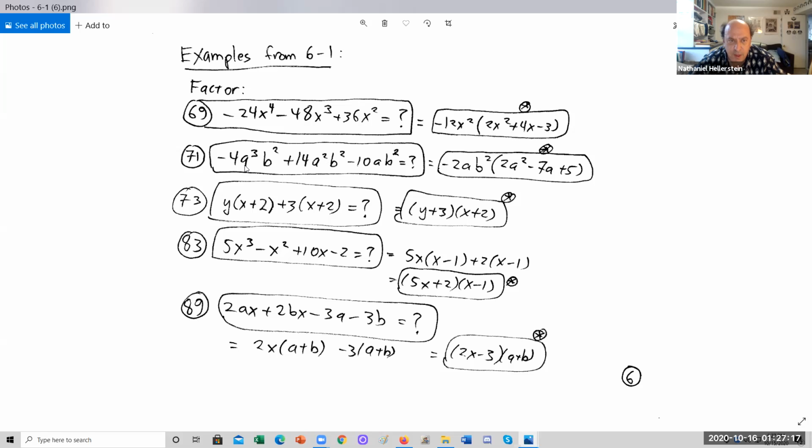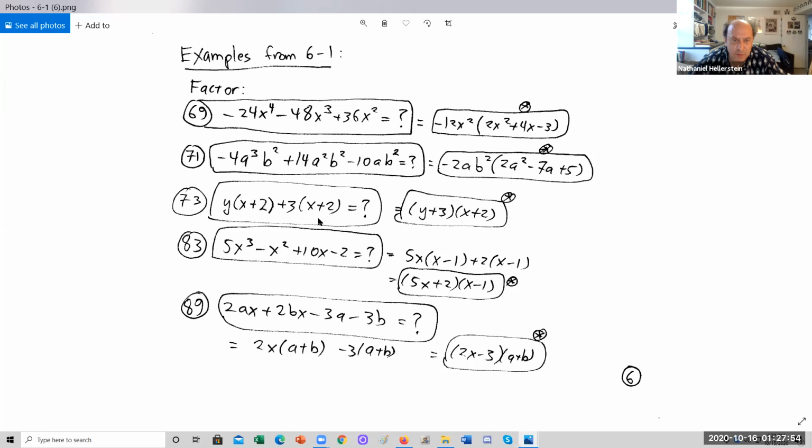So there. Minus 4a cubed b squared plus 14a squared b squared minus 10ab squared. 4, 14, and 10 have a common factor of 2, and in this case we'll pull out a negative 2 since there are negatives in here. A cubed, a squared, a: common factor of a. B squared and b squared: common factor of b squared. So we pull out a minus 2ab squared. This divided into these three terms leaves you 2a squared minus 7a plus 5. So here's the factorization.